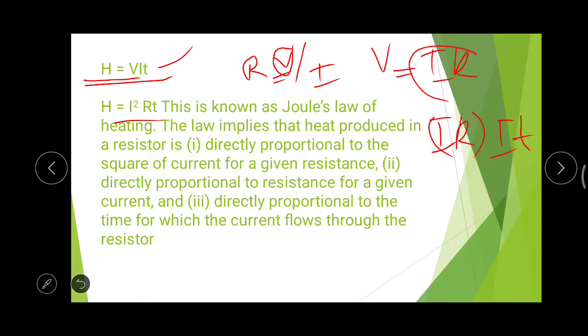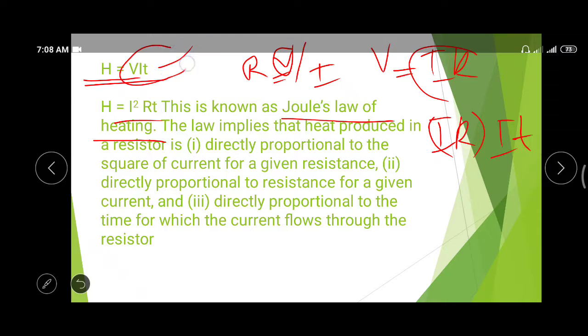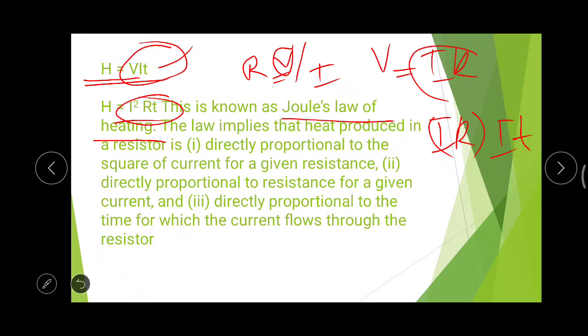So this is known as Joule's law of heating. H is equal to I square RT is Joule's law of heating, which happens in conductors having higher resistance. Okay. Then the current energy is converted into heat energy, or heat dissipation takes place, and that amount of heat energy will be given by V into I into T or I square RT.